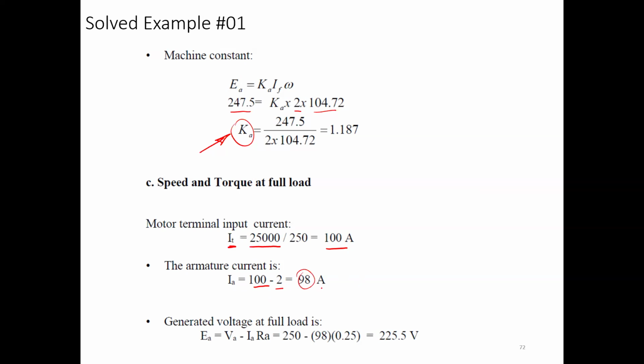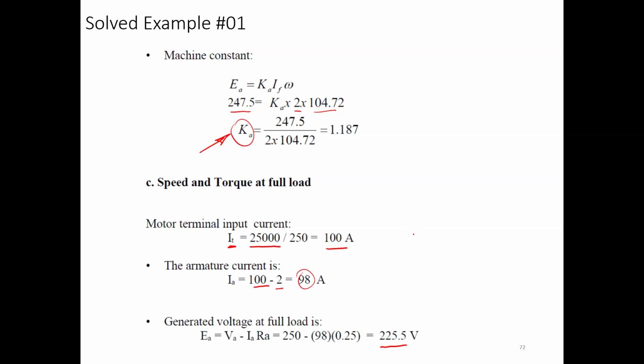Once we calculated the armature current, we can substitute now in our induced voltage relation. So EA equals V minus IA RA. So 250 volt minus the calculated armature current, 98 ampere, times the armature resistance, 0.25. So we can get the amount of the induced voltage at full load condition.